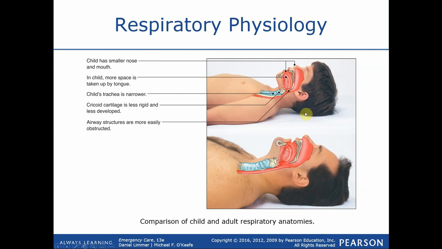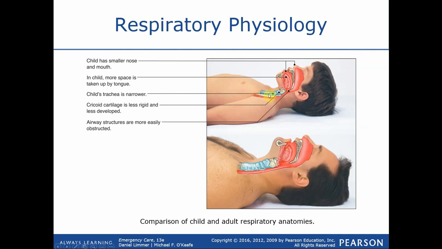Now, the other thing to consider too is, this child that's pictured here is older, my guess would be maybe 7 or 8. But at the younger stages, their head is significantly larger in proportion to the rest of their body. So we may need to pad underneath their shoulders in order to maintain that neutral alignment.